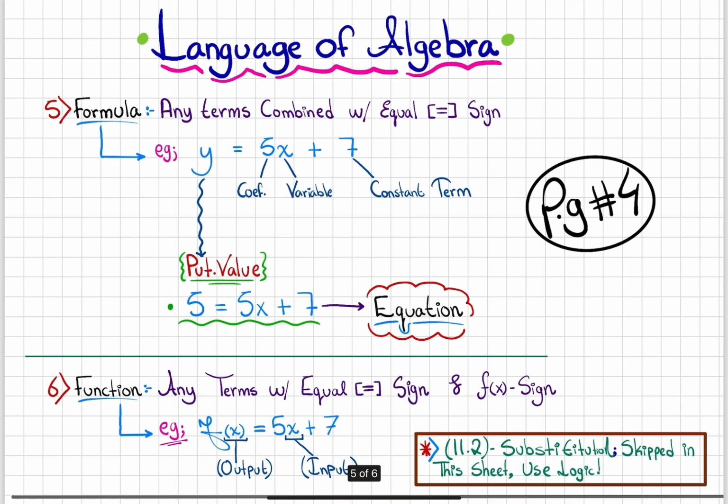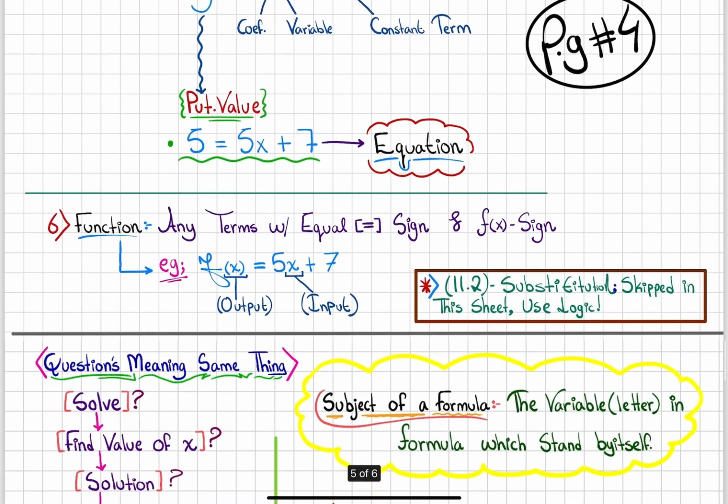Formula: any terms combined with an equal sign. So y is equal to 5x plus 7. 5x plus 7 is a binomial expression here. If you combine it with an equal sign and a variable, it becomes a formula. And if you put a value in place of the y, behind the equal sign, it becomes an equation: 5 is equal to 5x plus 7.